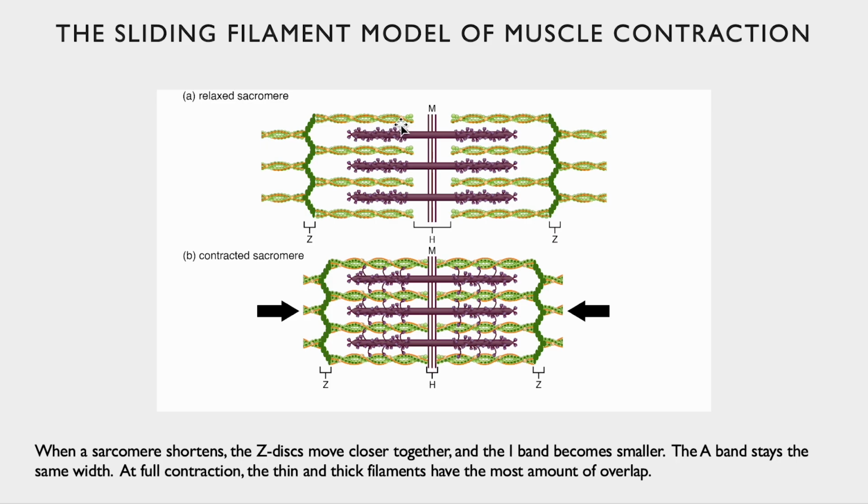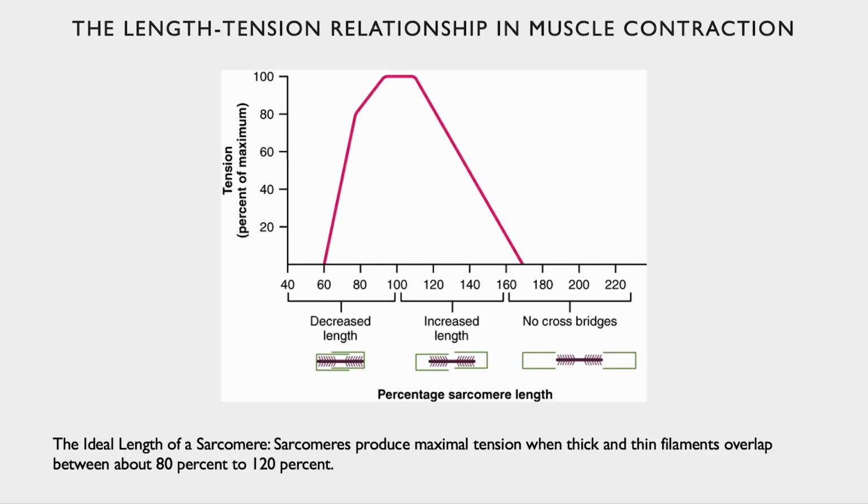We're going to be talking about this degree of overlap that exists when the muscle is at rest, to understand the relationship between length and tension in the muscle. This diagram represents the ideal length of a sarcomere. The ideal length is the length that, when the muscle is at rest, relaxed, will allow it to produce a maximal tension. This occurs when there is an overlap between the thick and thin filaments between 80 and 120%. That is the ideal length that will allow the maximal tension.